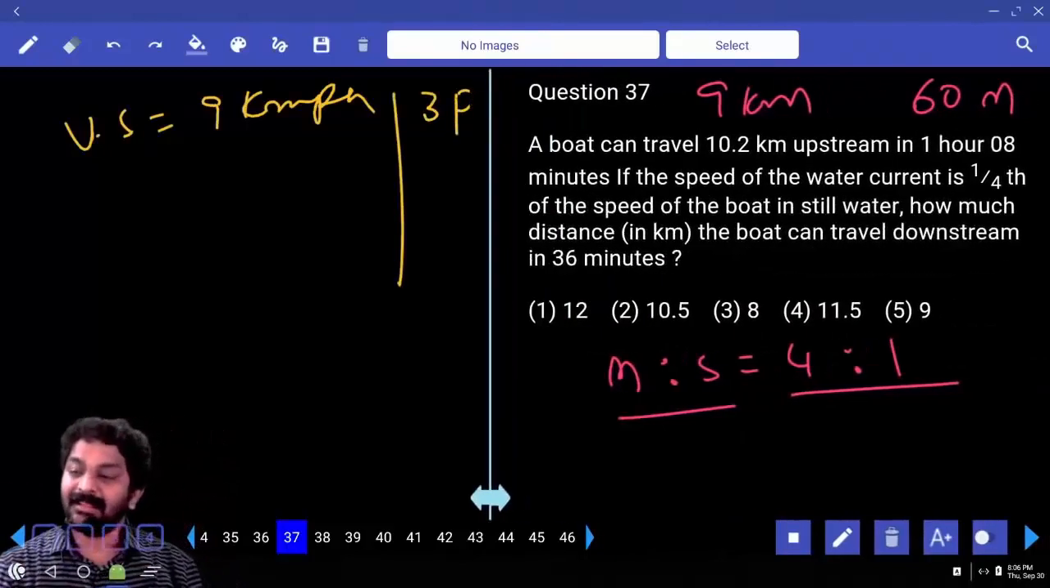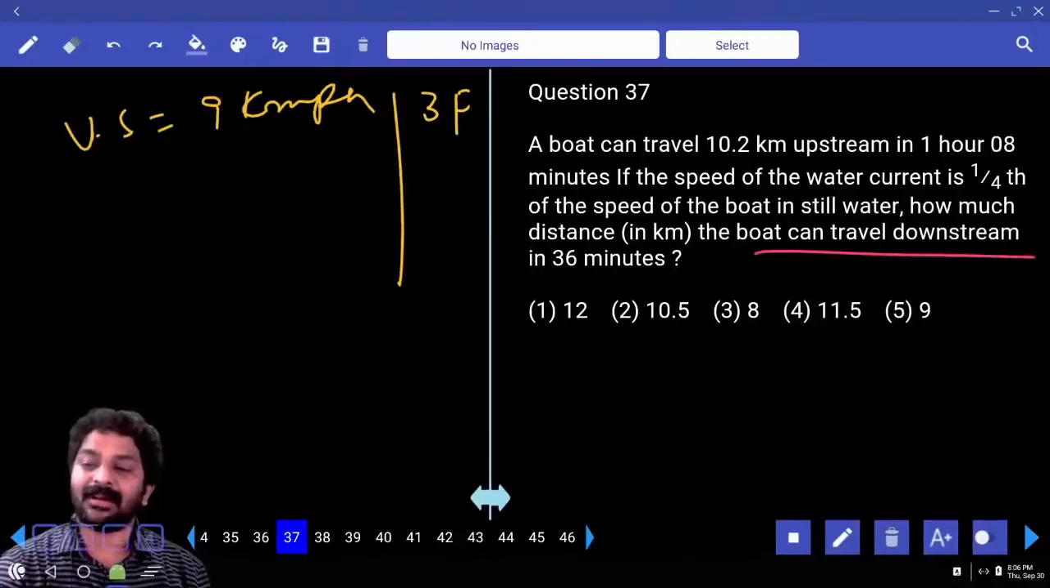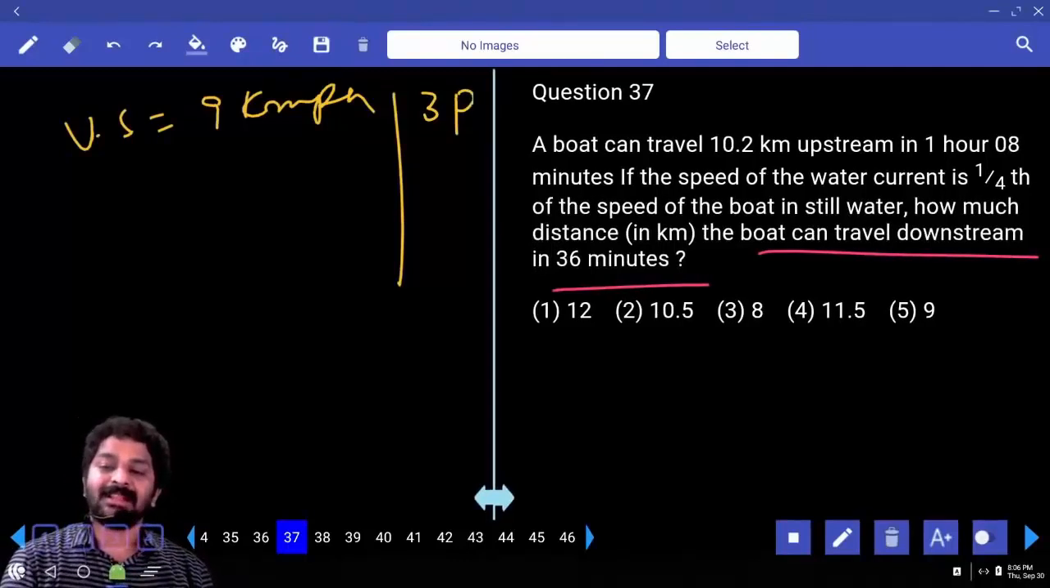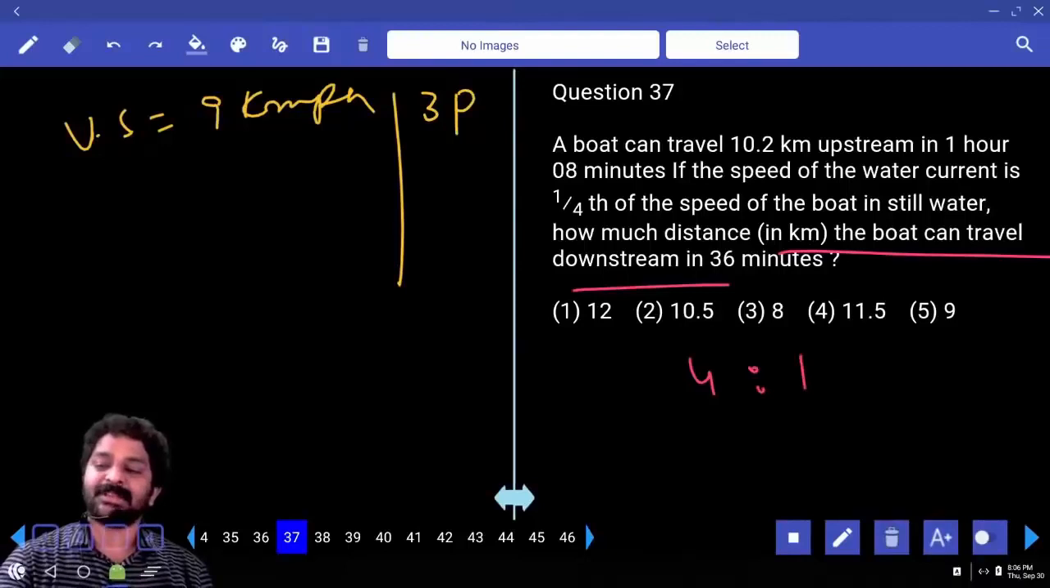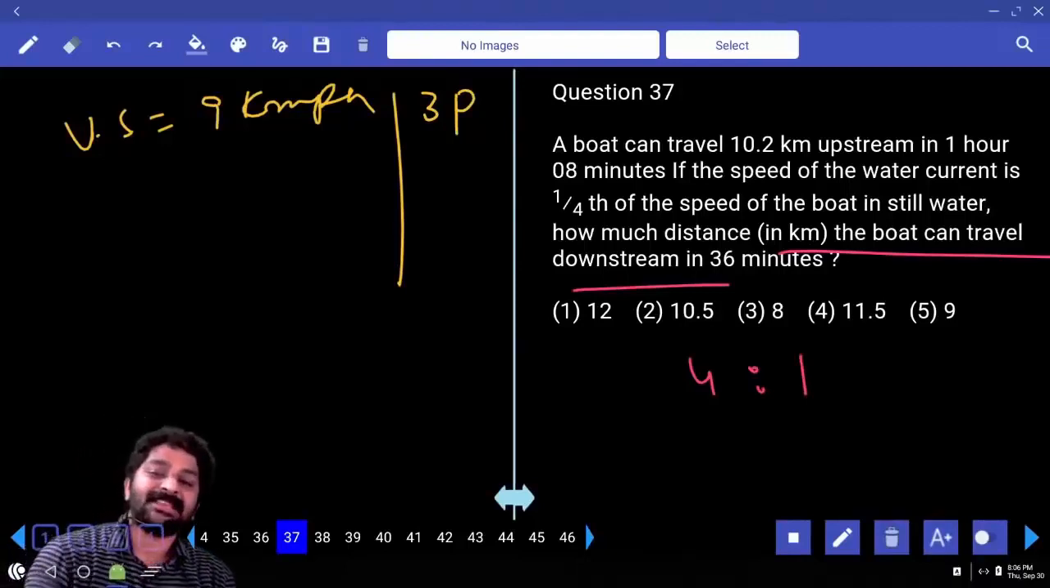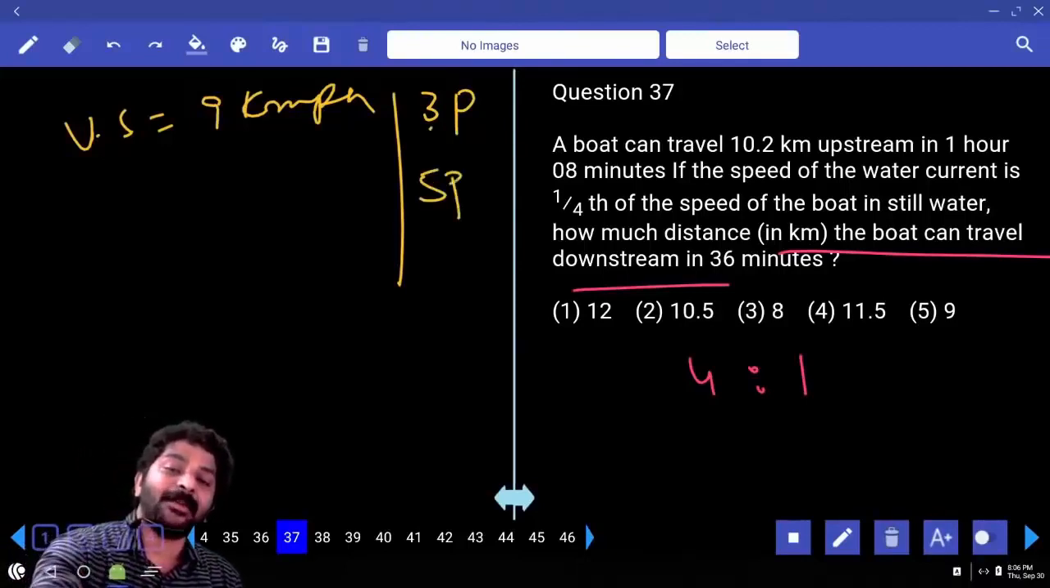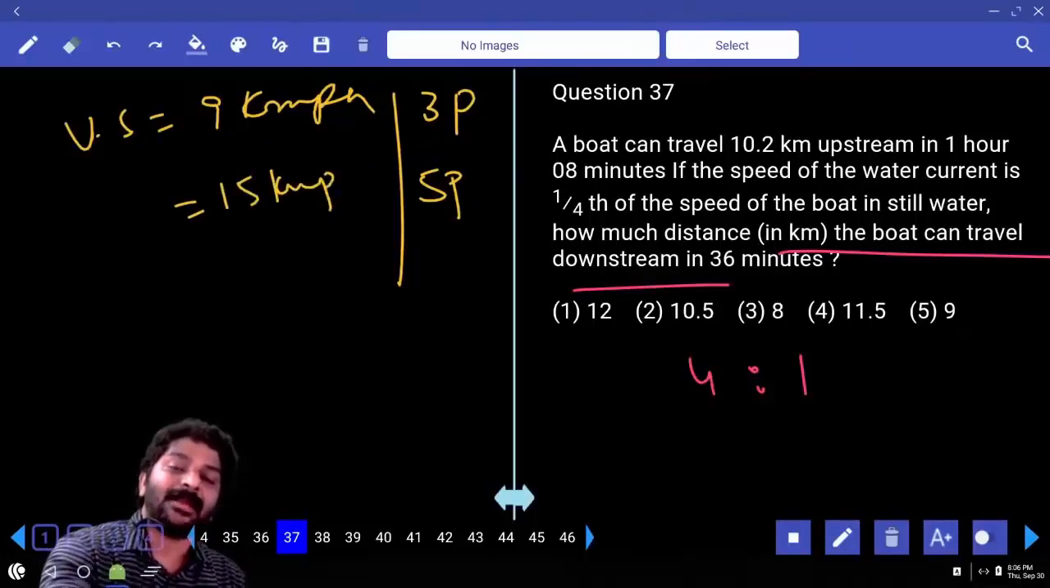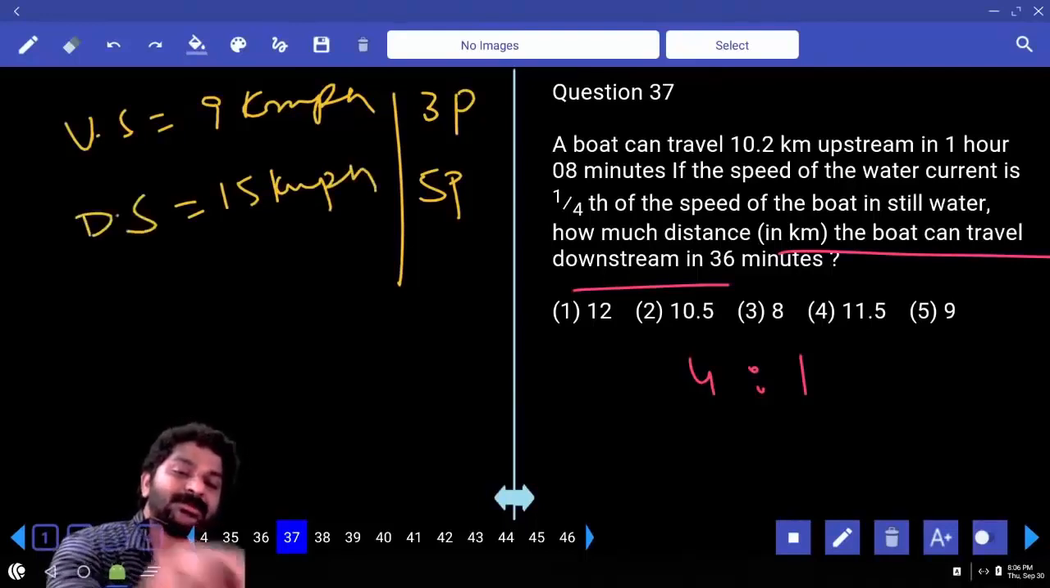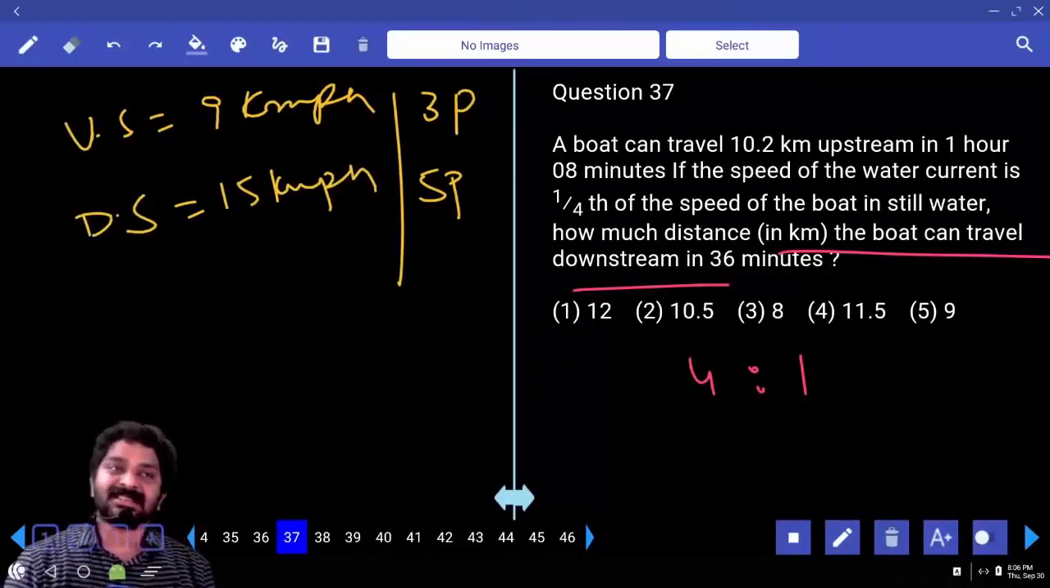Keep it aside. How much distance can the boat cover downstream in 36 minutes? If man speed to stream speed ratio is 4:1, downstream speed is 5 parts. 3 how many times is 9? 3 times. So 5 times 3 is 15 kilometer per hour, that is downstream speed. Now you are asked to calculate distance covered in how much time?